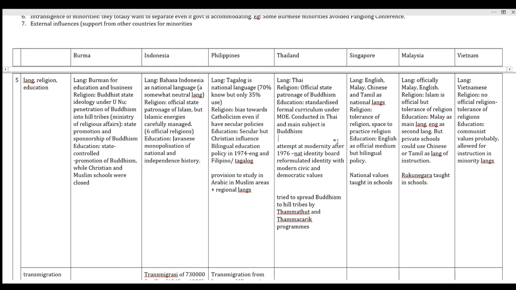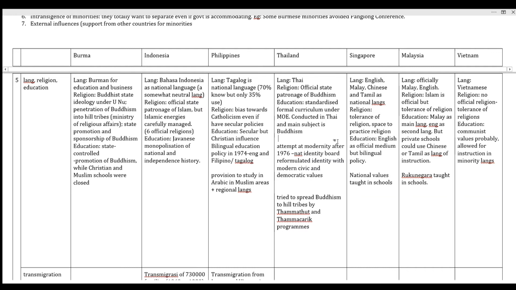And what they teach in school is Rukun Negara, which is kind of like our national values, but it's just something that they teach in schools. No one really cares about the national values or the Rukun Negara. Oh no. Okay. In Vietnam, the thing about Vietnam is that since they have such a huge majority, for them this probably doesn't matter all that much.